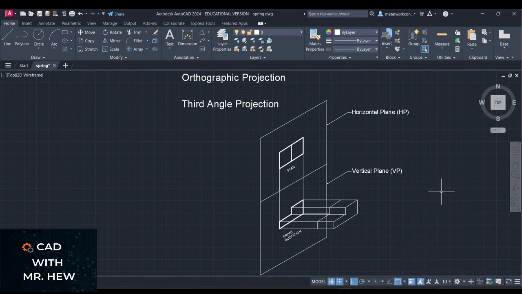All right, this brings us to the end of today's video. In today's video, we looked at orthographic projection, then we looked at first angle projection, and we looked at third angle projection. Good job if you're following so far. And if you are not 100% there, in the next two videos, I'll be looking at first angle projection and third angle projection.